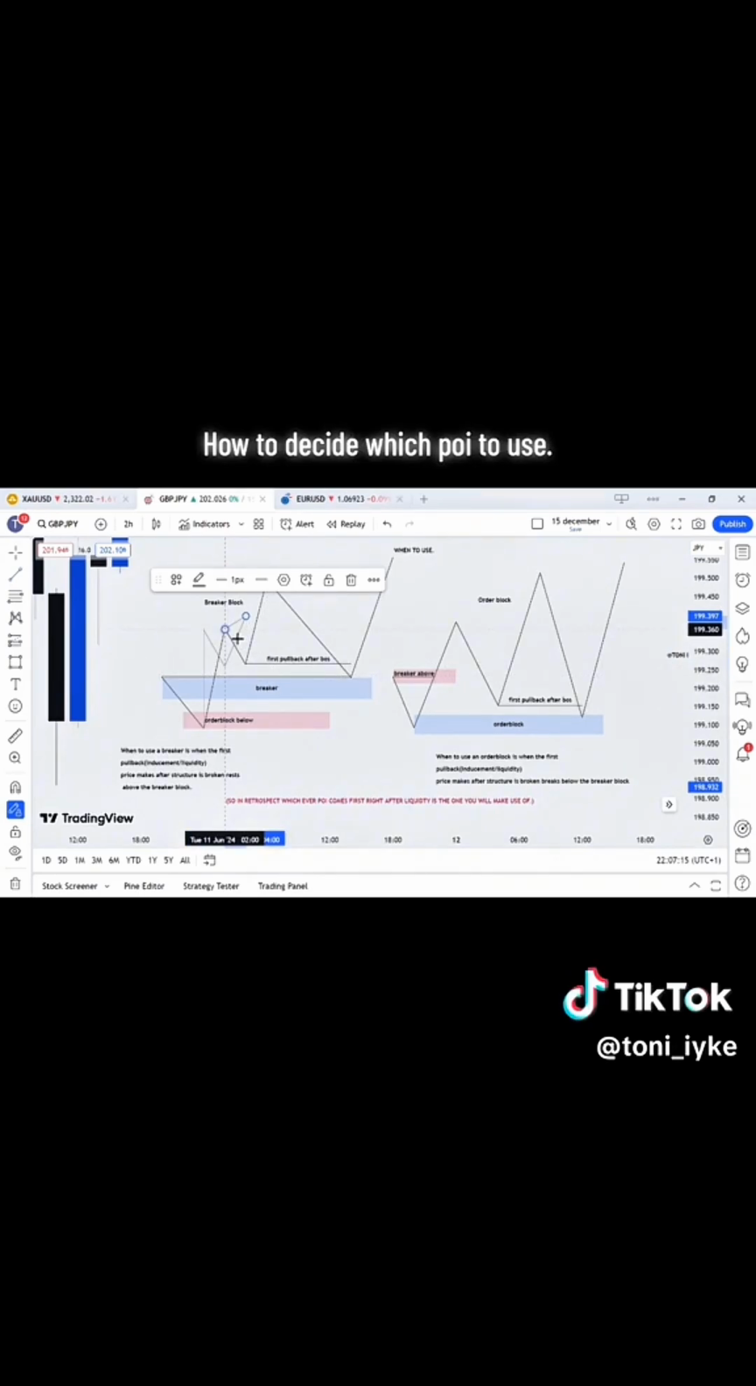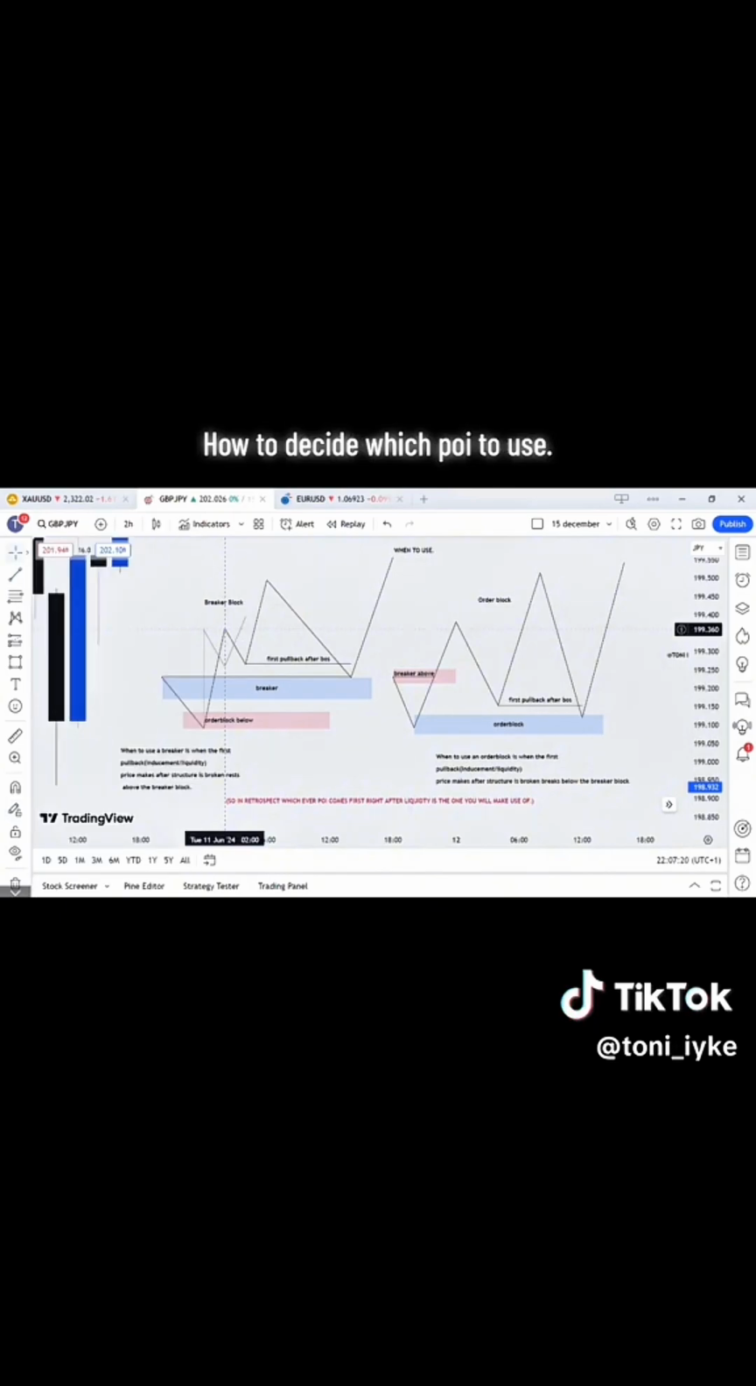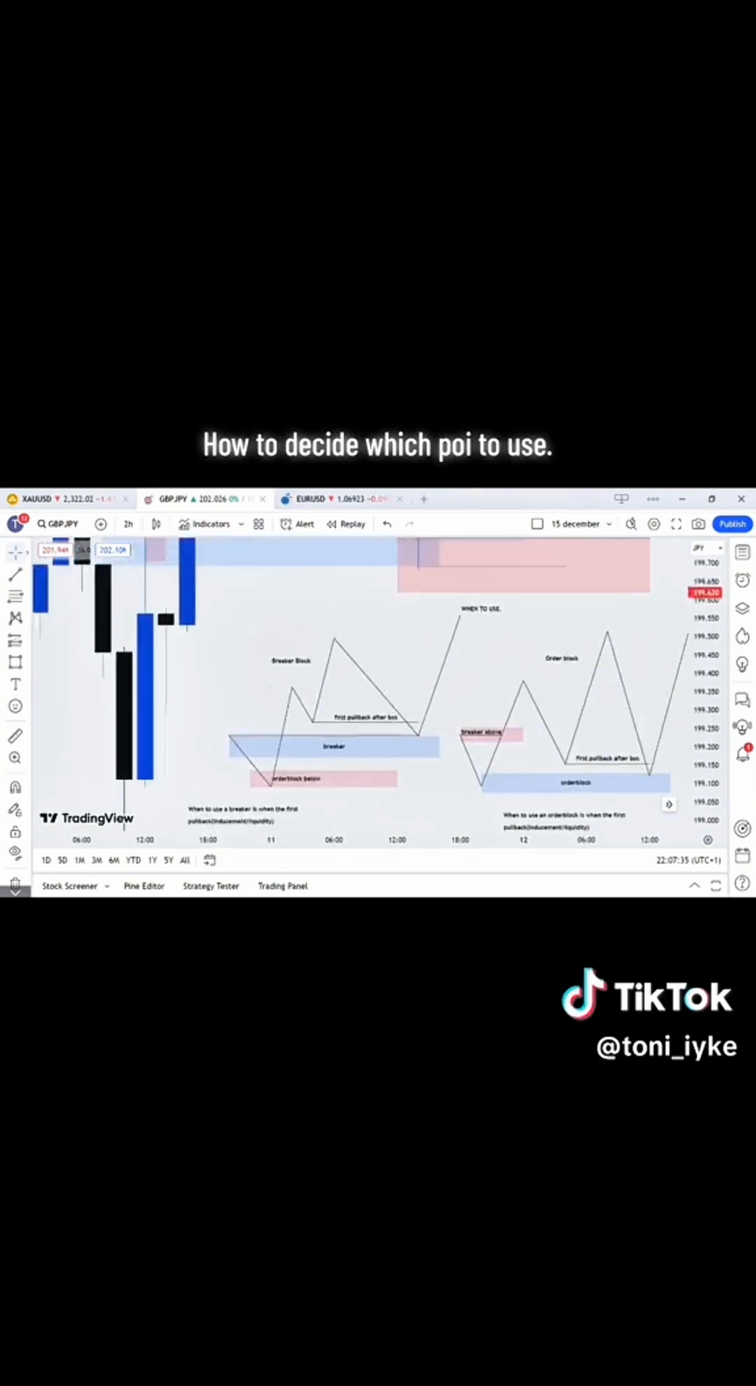You understand? After market broke structure, it didn't go below or touch to mitigate that breaker block. That's what makes that breaker block valid. So whenever price breaks out from a structure and the breaker block that's there was not mitigated during the first pullback, then you can still use that breaker block as your entry.